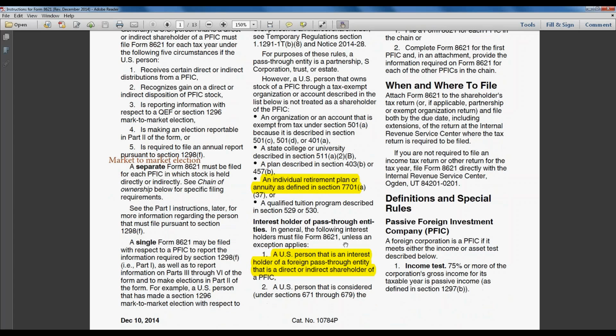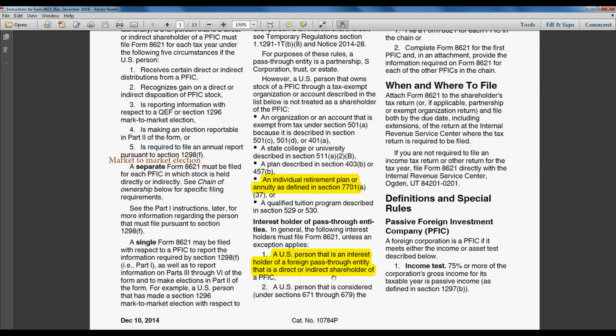Now we get to the little bit complicated area, pass-through entities. So this is where there's duplication and some thought really has to be given to all of this. A U.S. person that is an interest holder of a foreign pass-through entity that is a direct and indirect shareholder of a PFIC is going to have to file the form. So if you form an LLC in a foreign country or a corporation in a foreign country that can elect to be disregarded or partnership, it owns a passive foreign investment company, you're going to have to file a form.